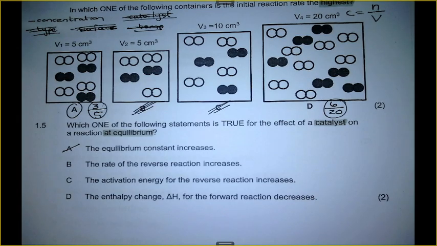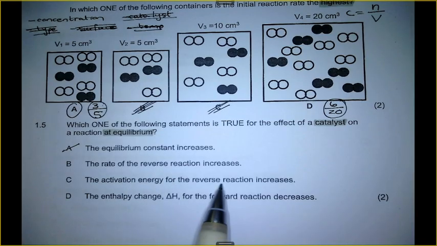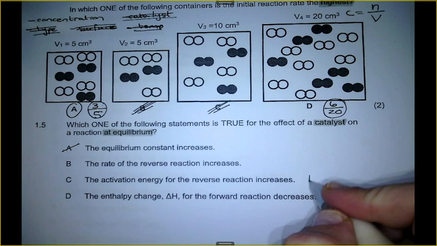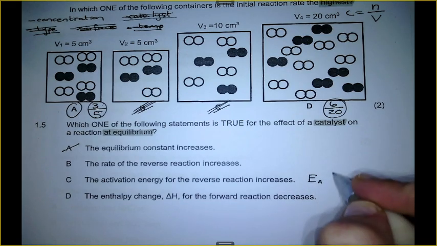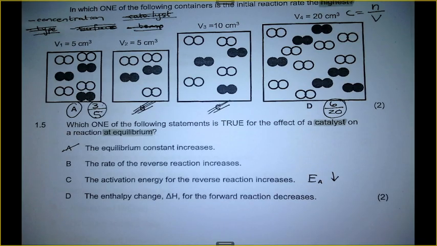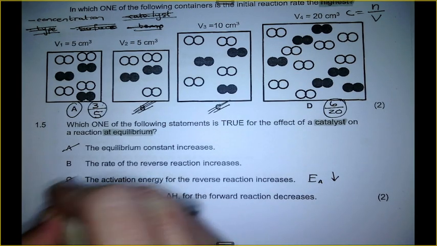And my first feeling was, no it doesn't. The rate of both increases. And then I kept on reading. The activation energy for the reverse reaction increases. What does a catalyst do, guys? A catalyst decreases the activation energy. And if it decreases the activation energy of the forward reaction, it will also decrease the activation energy of the reverse reaction. So can't be C.